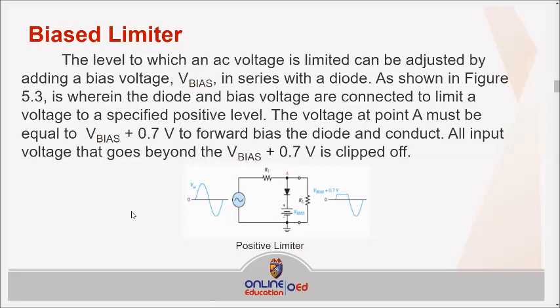Dito naman sa bias limiter, nililimit niya yung AC voltage by mag-a-add ka ng bias voltage in series with diode. Makikita ninyo sa drawing yung ating diode, then meron tayong V bias or voltage bias na naka-series with diode. Ang diode at yung bias voltage ay connected para maging limit yung voltage natin, para maging specified yung positive level.